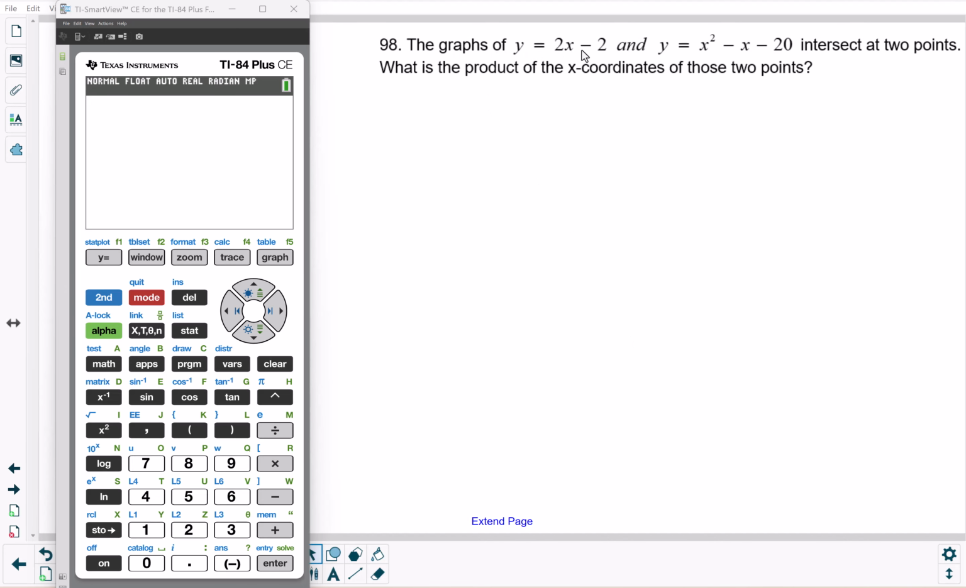The graphs of y equals 2x minus 2 and y equals x squared minus x minus 20 intersect at 2 points. What is the product of the x coordinates of those 2 points?